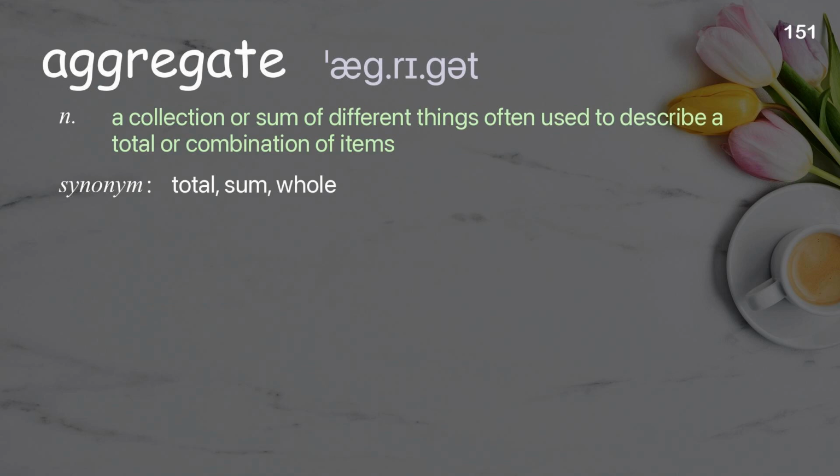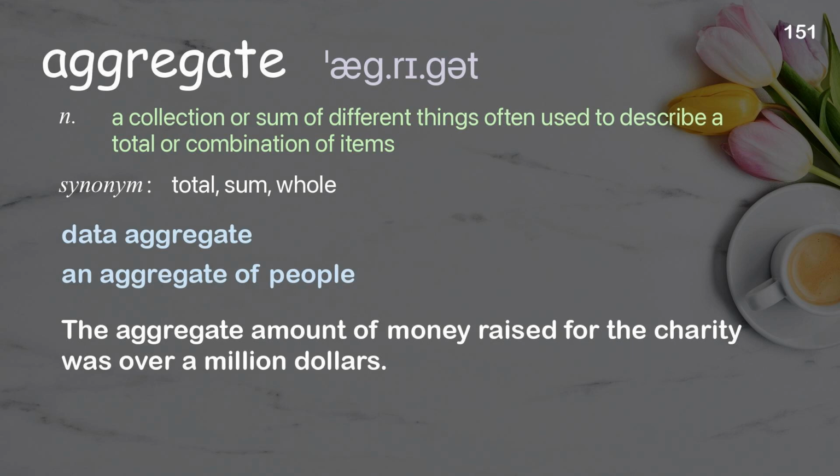Aggregate. A collection or sum of different things, often used to describe a total or combination of items. Examples: Data aggregate. An aggregate of people. The aggregate amount of money raised for the charity was over $1 million.